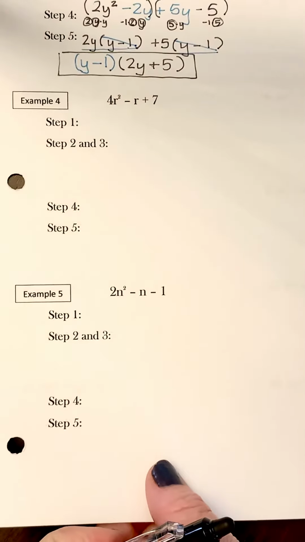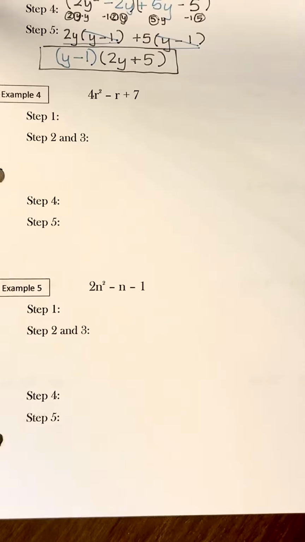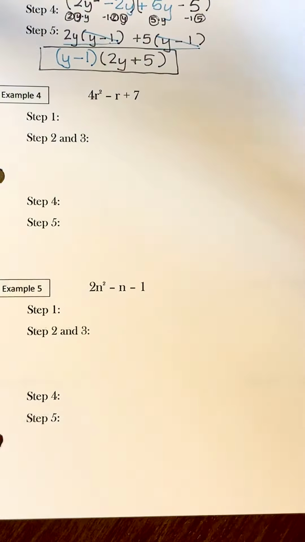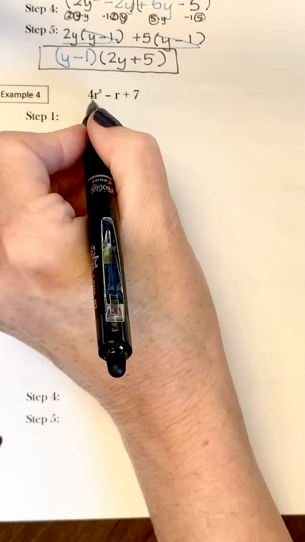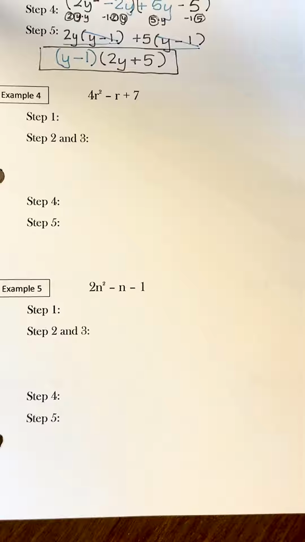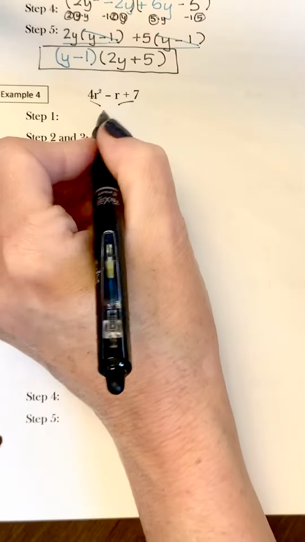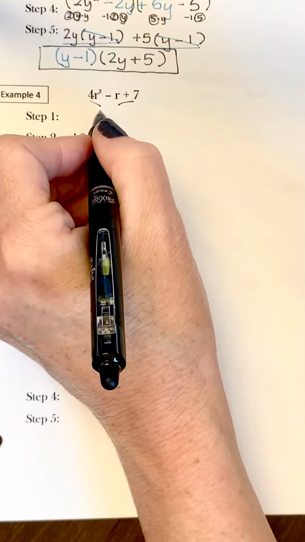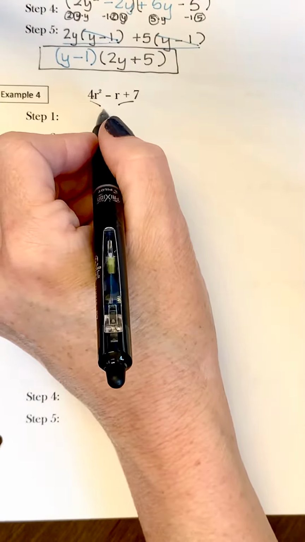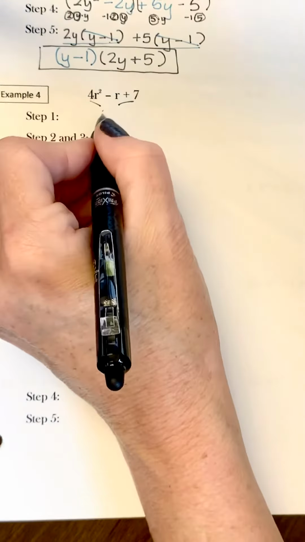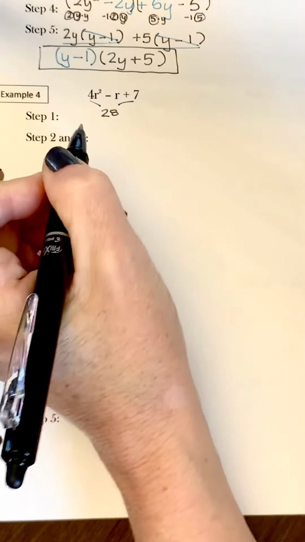If you pause it and try example number 4. Okay, so the first step is to check for greatest common factor. There isn't one. So we multiply the first and the last number together. 4 times 7. Sorry, I'm switching my notes. Okay, 4 times 7 is 28.